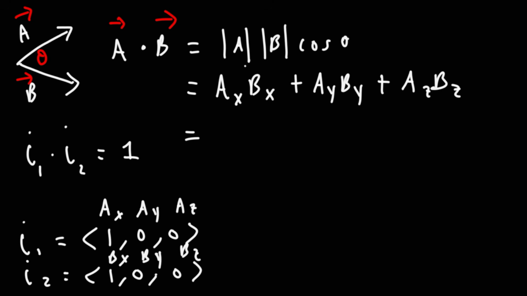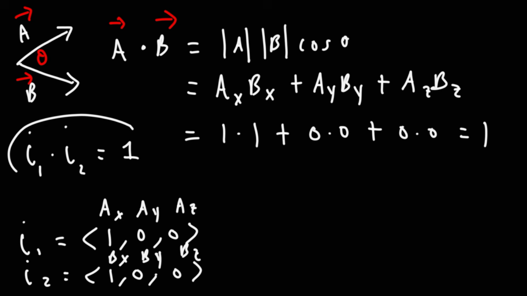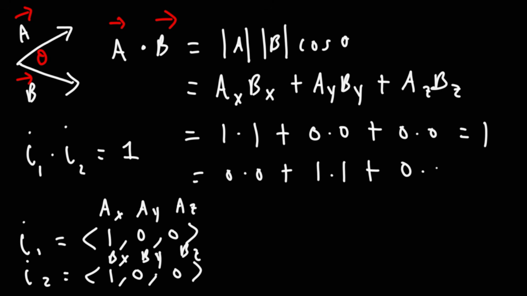So using the formula, Ax times Bx, that's going to be 1 times 1. The y components are 0, so it's going to be plus 0 times 0, and the z components are 0. So this will end up being 1. So the dot product of i and i is always going to be 1. Likewise, for j and j, it will be 0 times 0 plus 1 times 1 plus 0 times 0, which is 1.